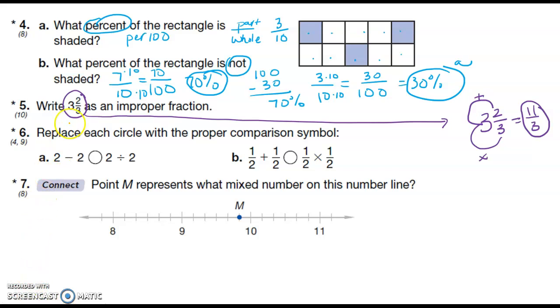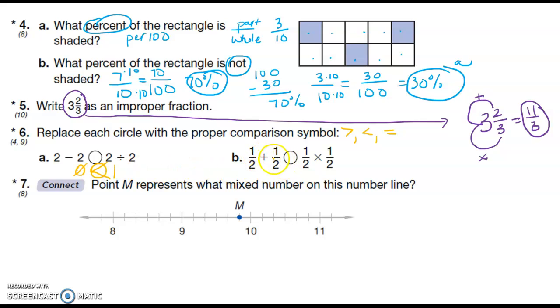And if you need to pause this or rewatch it, feel free to do so. Number 6 says replace each circle with the proper comparison symbol. So they're looking for a greater than, less than, or equal to symbol in the circle. A says 2 minus 2. Well, that's 0, which looks an awful lot like my circle. There's 0. 2 divided by 2 is 1, so this is greater.